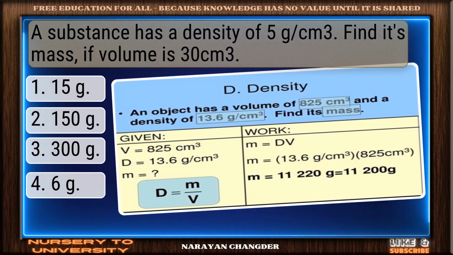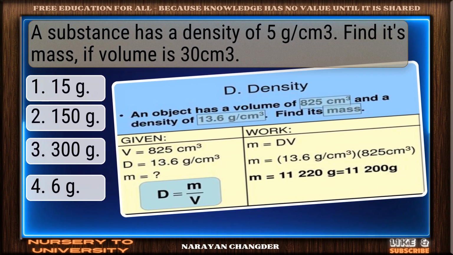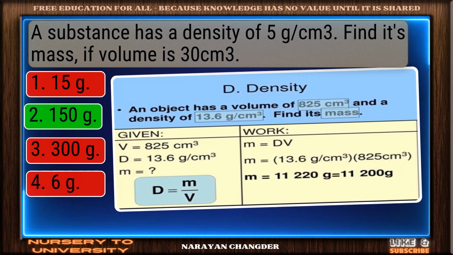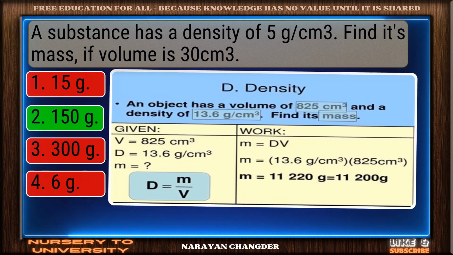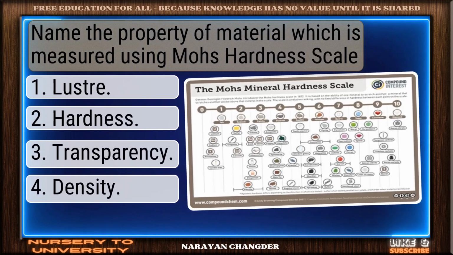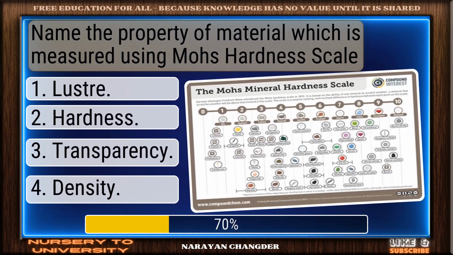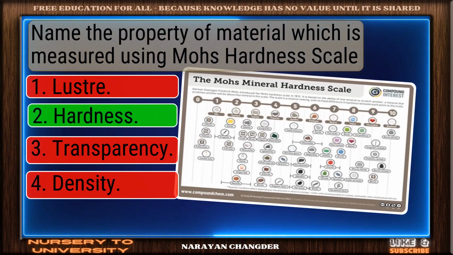A substance has a density of 5 g/cm3. Find its mass if volume is 30 cm3. Well picked. 150 g is the correct answer. Name the property of material which is measured using Mohs hardness scale. Strong choice. Hardness is the right answer.